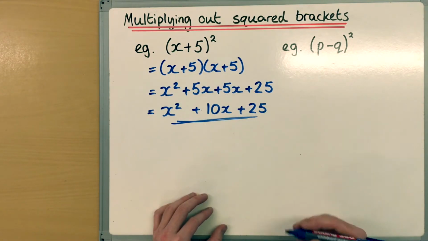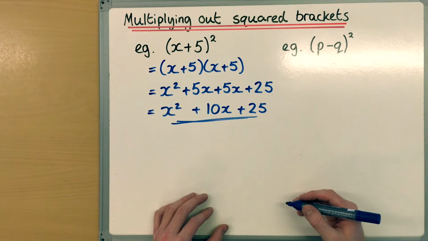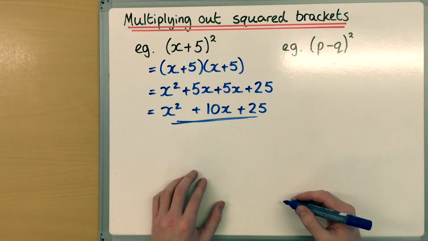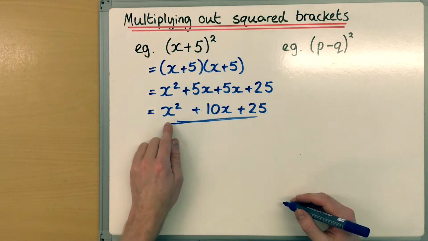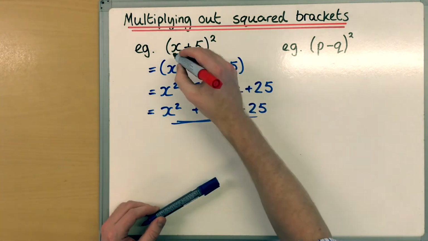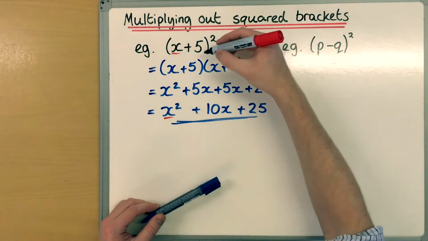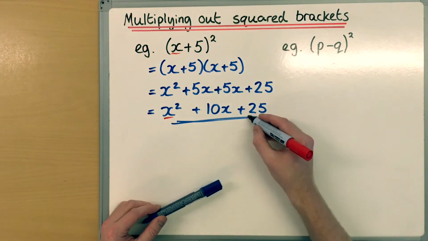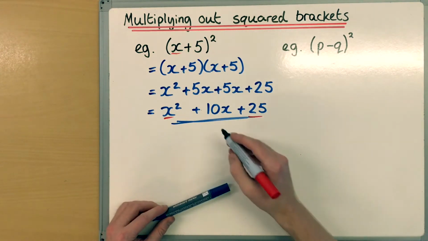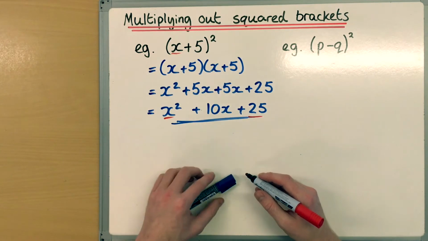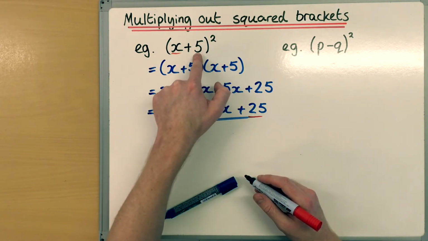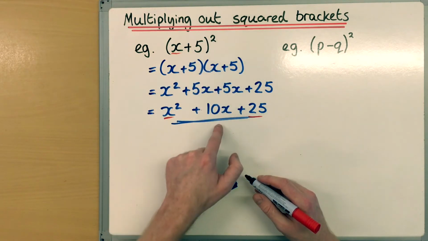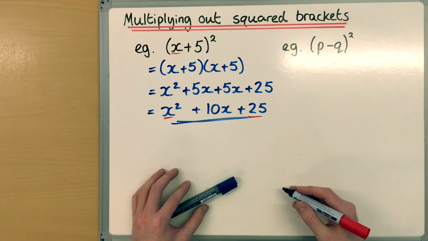However, it may be interesting to see if we can find a way to speed this up. So to do that, let's have a look at our answer here. If you take the x and square it, that appears here as x squared. If we take the 5 and square that, that appears here as plus 25. So where did this 10x come from? Well, we could look at that by saying x times positive 5 is 5x, doubling it, and you will get 10x. So let's see if we can apply that to this one here.